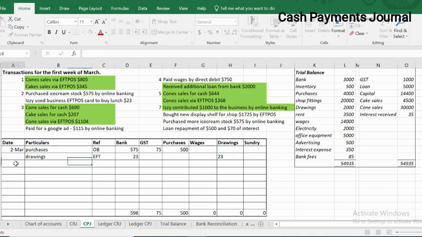The next date is on the 3rd of March. In this case, we've paid for a Google ad and it's $115 by online banking. We look over here, what's going to be the most appropriate? We're paying for an ad on Google, so we would be calling that advertising.